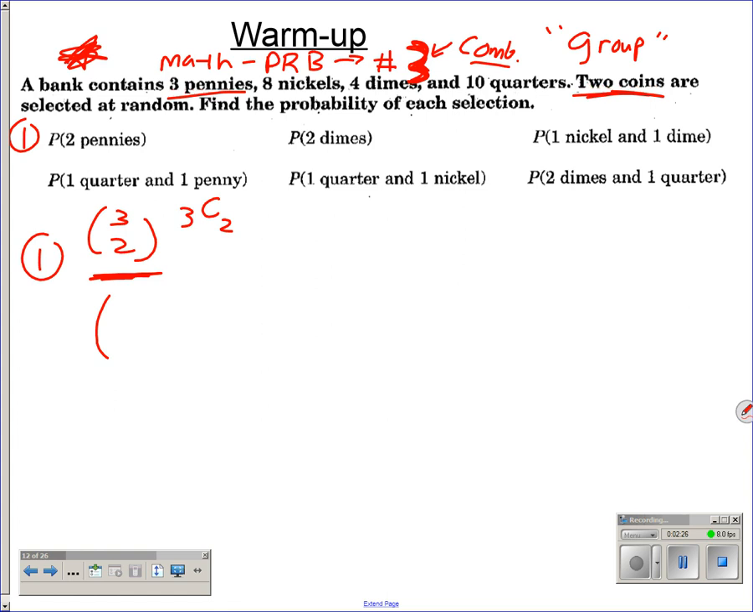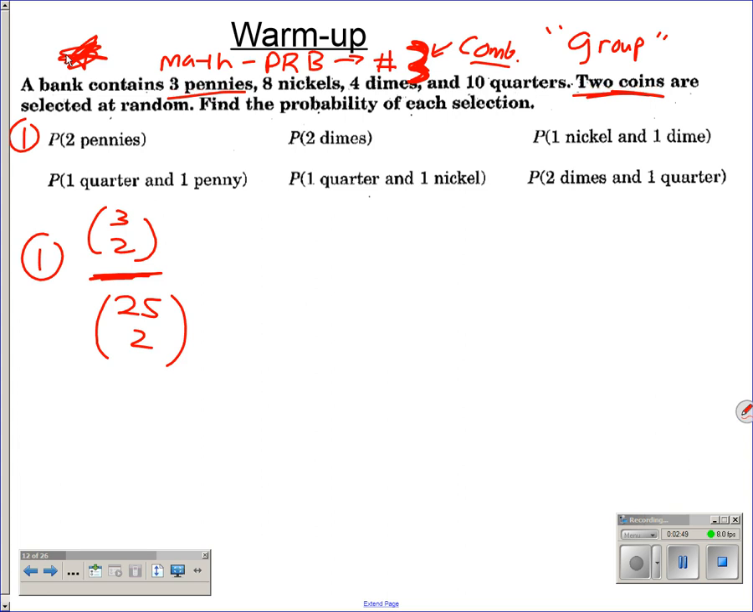But anyway, on the bottom is all the possible ways of getting 2 coins. Any 2 coins. That's all of my outcomes. That's 25 coins, choose 2. All right. Let's just set them up right now, and then we'll find some answers. I'll let you find some answers to them just for the sake of time.